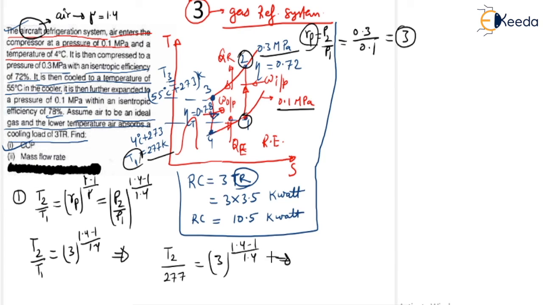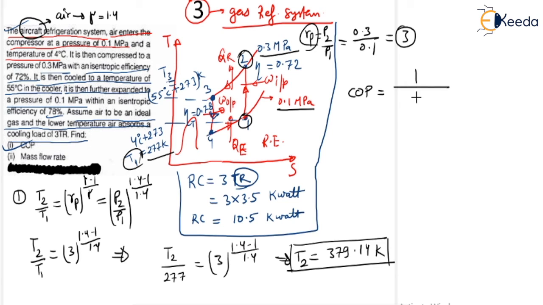The final answer for this question is what? This T2 value is nothing but 379.14 Kelvin. Okay? So my dear friends, for COP calculation you can easily write this T2 by T1 relation.